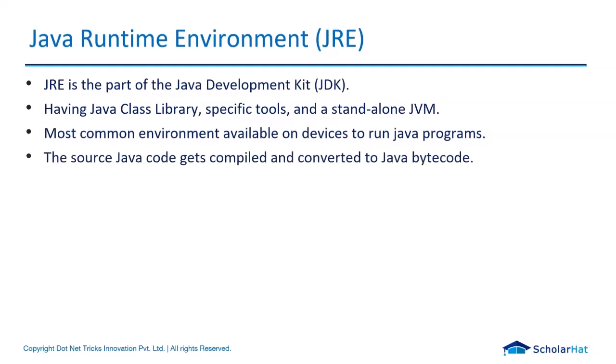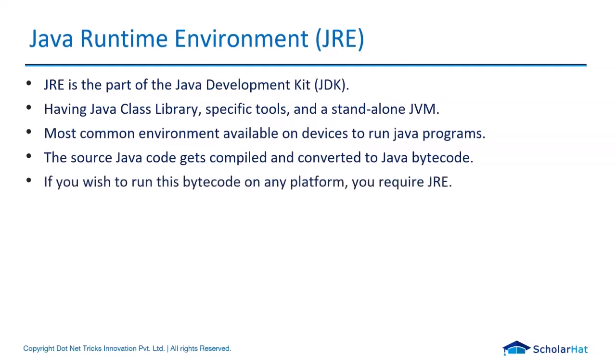So the Java source code gets compiled and converted to bytecode, and after that the compiled code can be used by JRE. We can see JRE installed in a variety of places like browsers, TVs, mobiles, set-top boxes and other electronic gadgets too. If you wish to run this bytecode on any platform, you always require JRE on the different platforms. It acts as a layer on top of the operating system, because JRE uses the JVM and executes the bytecode provided in the form of jar.